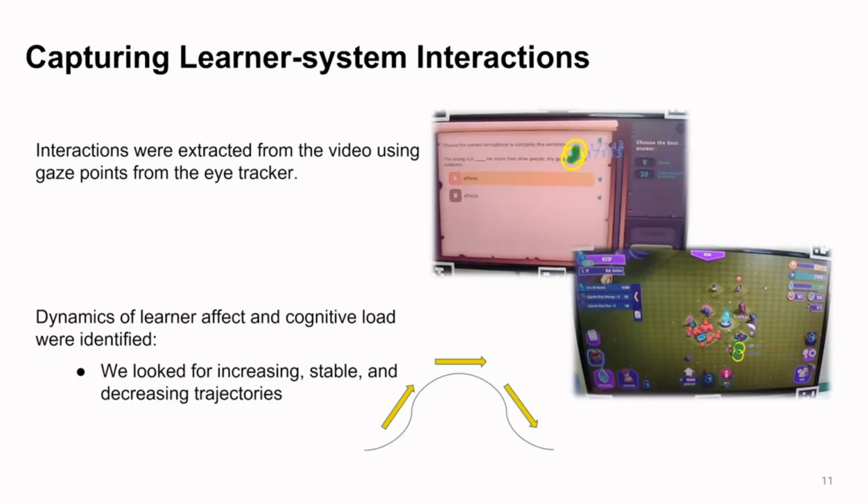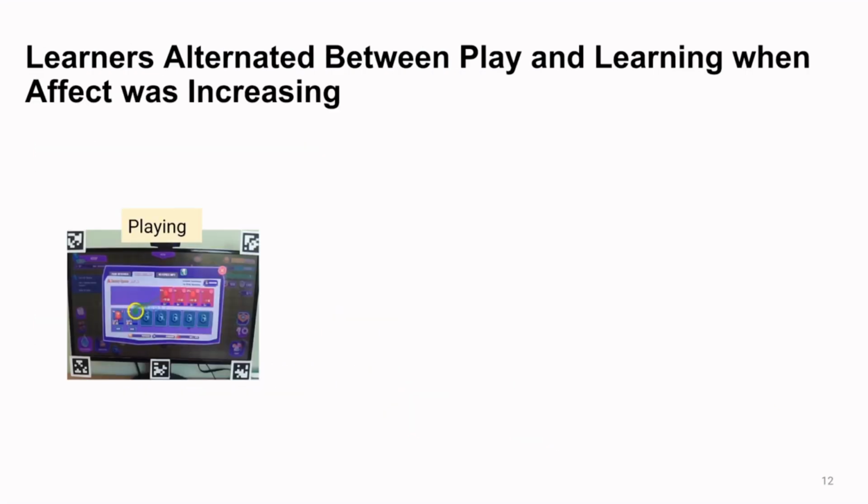To address this question, in this case study, interactions were extracted from the video using gaze points from the eye trackers, and dynamics of the learner's affect and cognitive load were identified. We conducted qualitative analysis to look for potential behavioral patterns in the increasing, stable, and decreasing segments of these two trajectories. We found several patterns. Notably, we found learners alternated between playing and learning when affect was increasing.